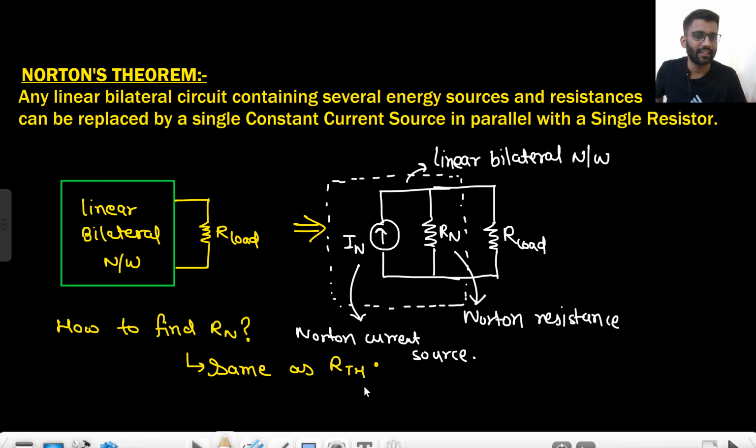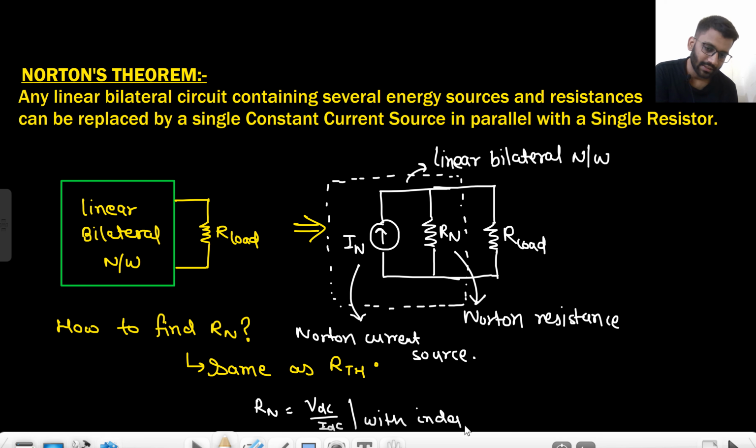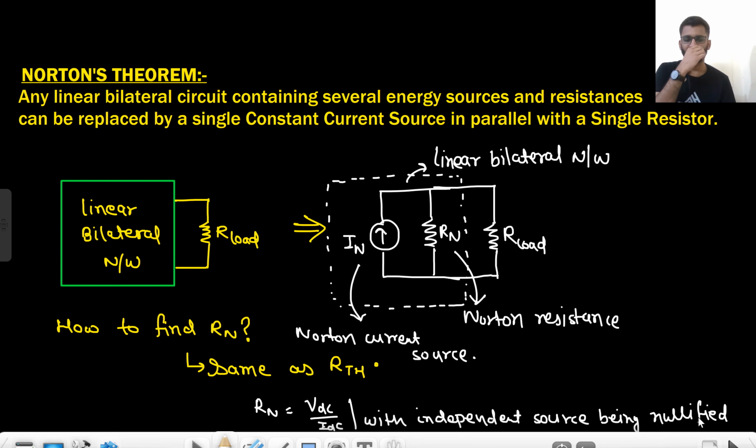We will see the comparison as well, so there also you will get to know. So how to find Rn? Same as RTH. Apply VDC, get IDC out of it. VDC by IDC is your Rn. That's it. So your Rn is VDC by IDC with independent sources being nullified, right? We have already seen the complete analysis in the previous video.